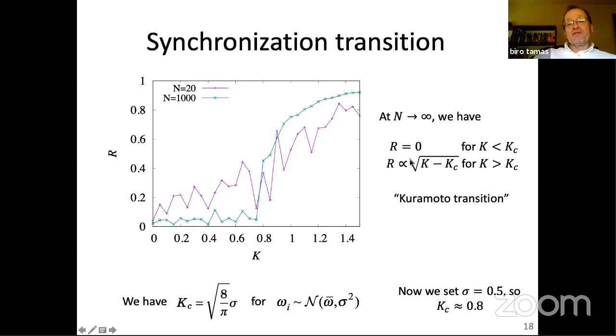Then the derivative of this, which would be a kind of susceptibility of this system, is 1 over square root, which diverges at the critical point, right? Yeah, you're right. Susceptibility should diverge. Yes, okay. You're right. Thank you very much. Some further questions?